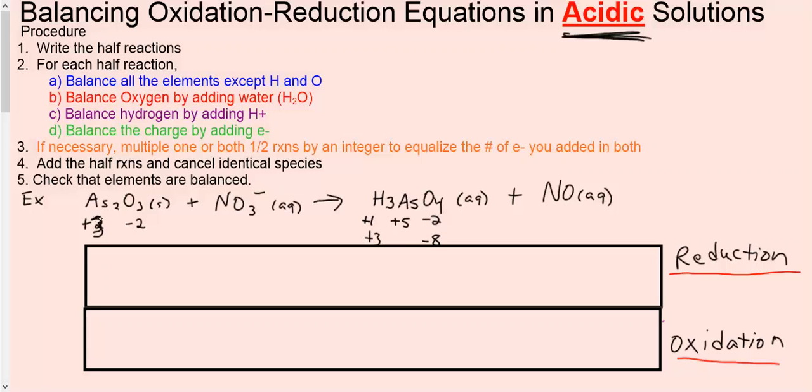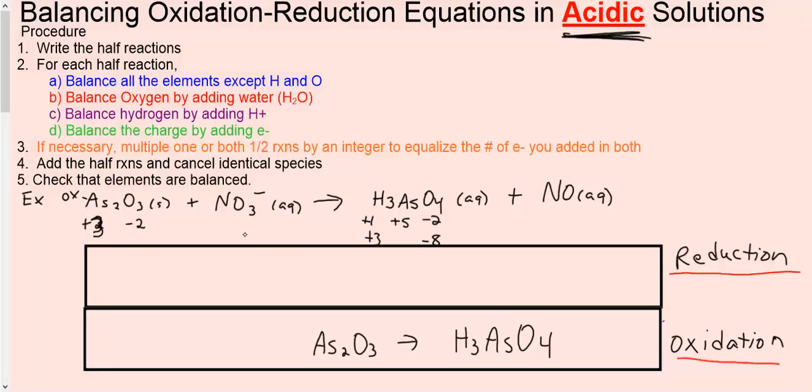So AS here must be +5. So what's happening to AS? It went from +3 to +5. That's an increase, therefore that's our oxidation. AS is oxidation, so we'll go ahead and write that here. As2O3 goes to H3AsO4.